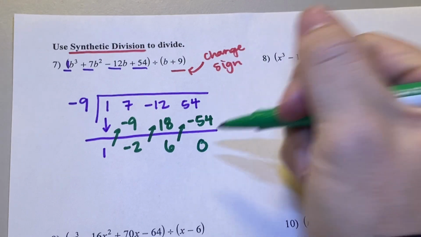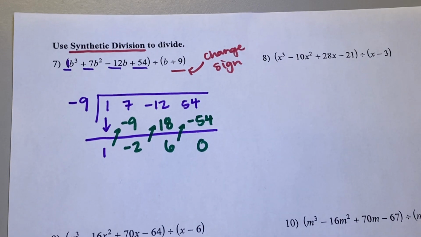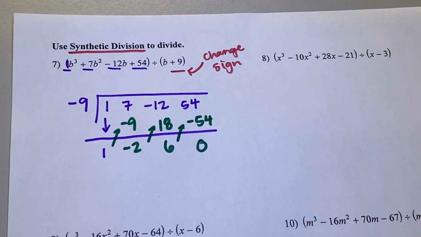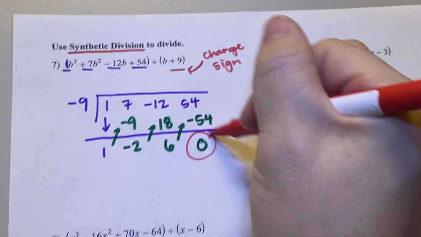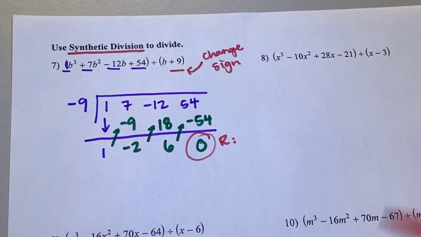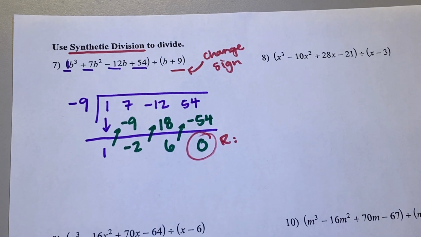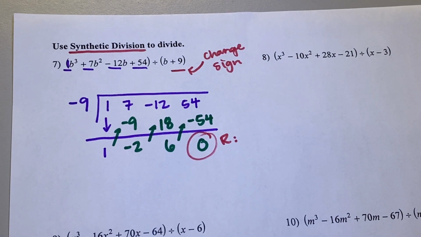Do we have a remainder here? No. No remainder. So this one divided evenly. Okay? No remainder. If you were to get a number there, that is your remainder, but this one doesn't have one.